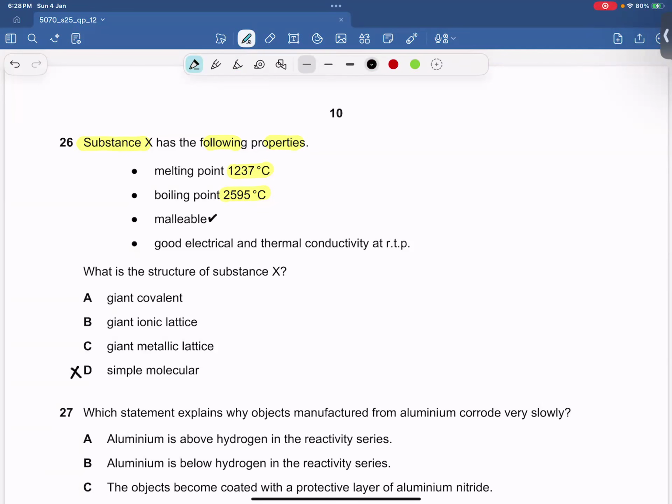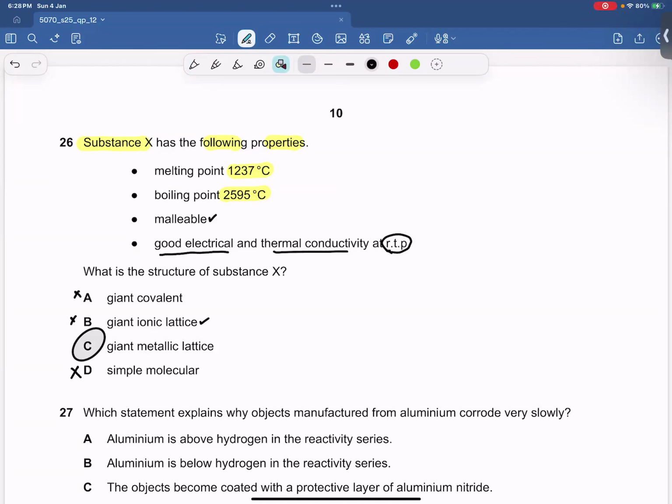They are malleable. Obviously, giant covalent structures are not malleable. Giant ionic lattices are not malleable. Good electrical conductivity and thermal conductivity at RTP. At RTP, ionic lattices are solids. They cannot conduct electricity in the solid state, which is why option B is incorrect. In the solid state, giant covalent structures cannot conduct electricity, which is also incorrect.